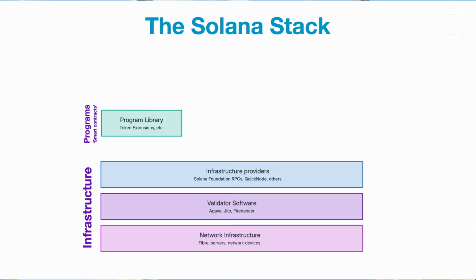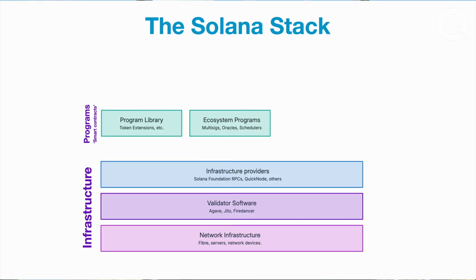Now, I'm going to divide them into three categories. This is a little bit arbitrary, but it's how I think of things. You have the programs that come as part of the Solana Program Library. This includes really popular things like the token program, token extensions, and associated token account, all the basic things that you would use on Solana. Separately, you have libraries, i.e. reusable programs that are created by other people in the ecosystem. So these provide things like multisig services like Squads, oracles like Pyth and Switchboard, schedulers like Tuk, and more.